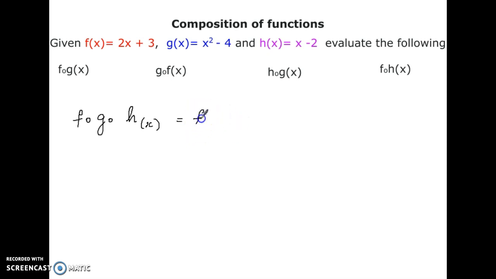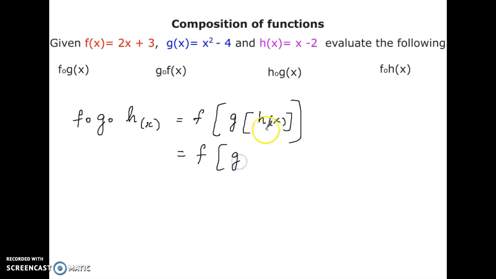So I'm going to do f. Inside the f function I have the g. Inside the g function I have the h of x. So this is how I would write it: f of g of h. Okay, it's like a layer.